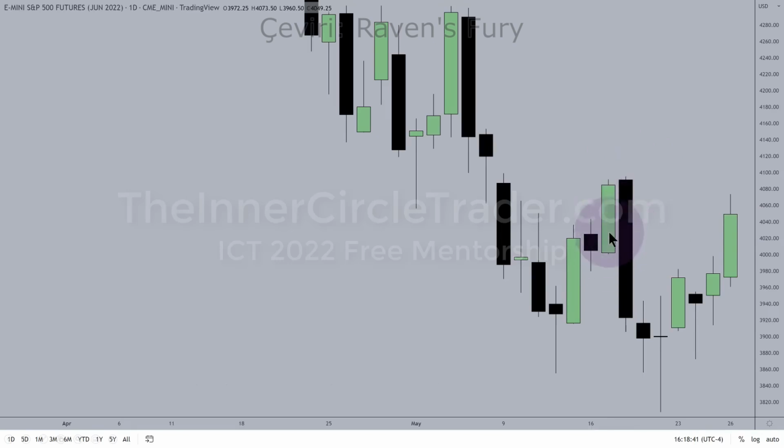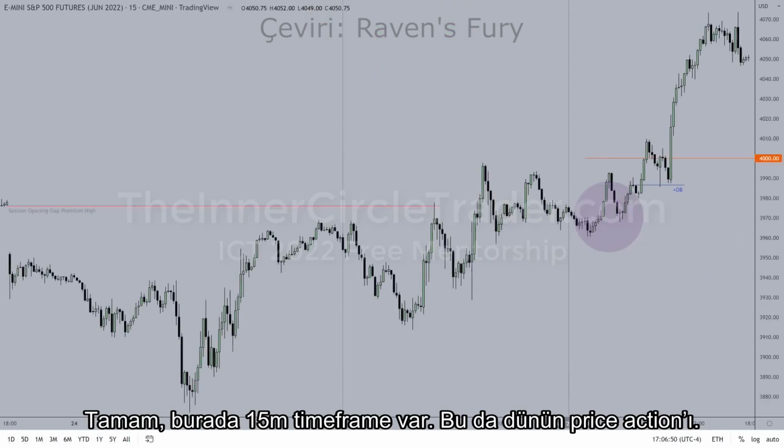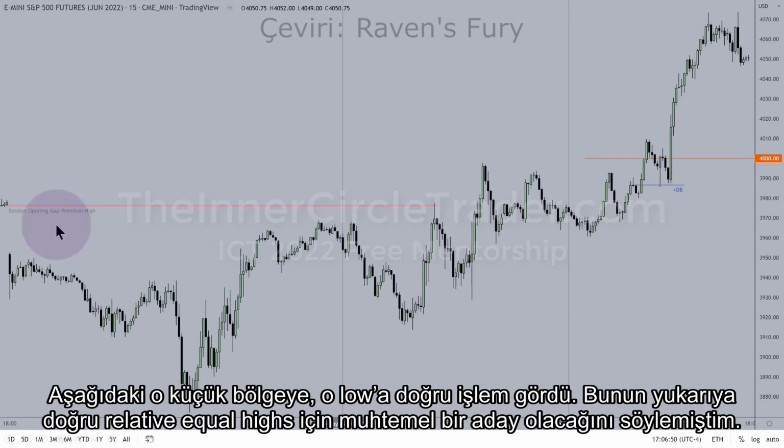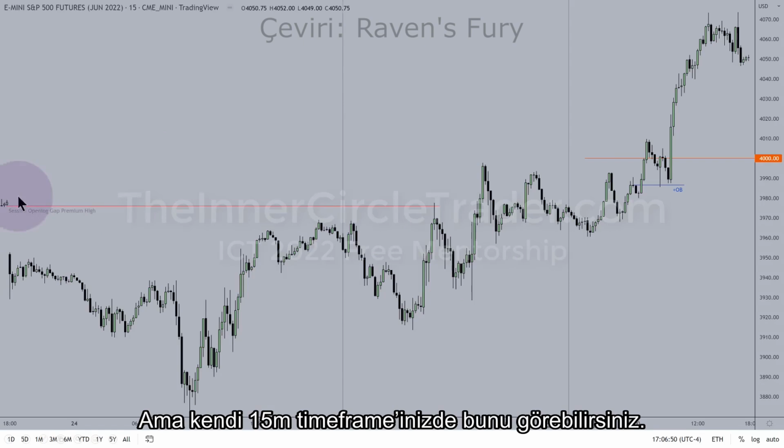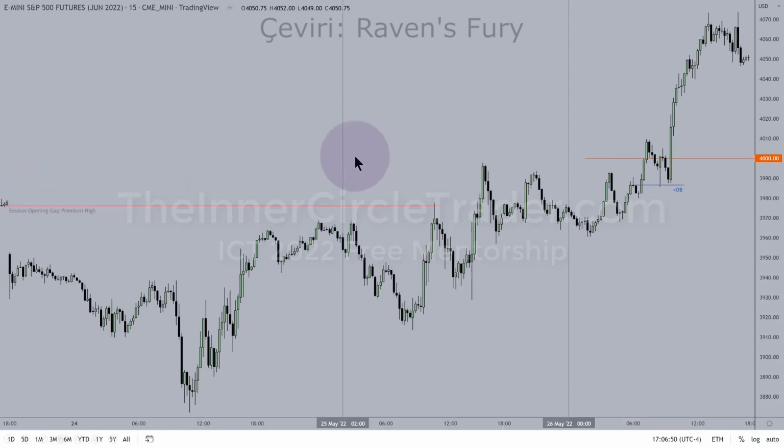So if you take your fib and you run it across this candle, the 50% level, right here's the 50-minute time frame. Here's yesterday's trading. Trade up into that small little area down here, into that low. I mentioned that was going to be a likely candidate for upside relative equal highs as well. We traded back down into a fair value gap, optimal trade entry. Rallies up, takes out buy side liquidity above the short-term high back here, which unfortunately I don't have in my chart, but you can see that on your own 50-minute time frame.